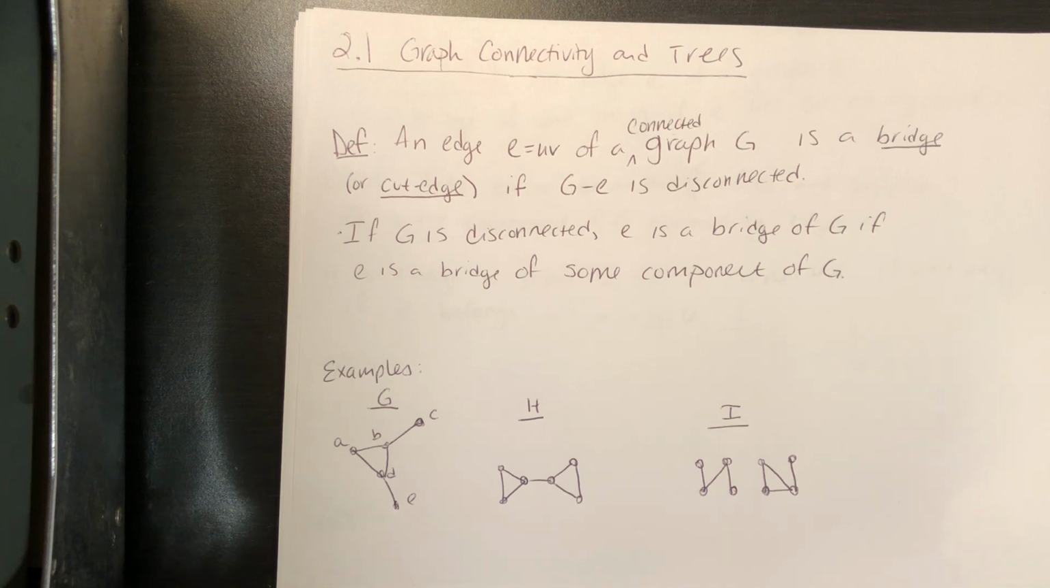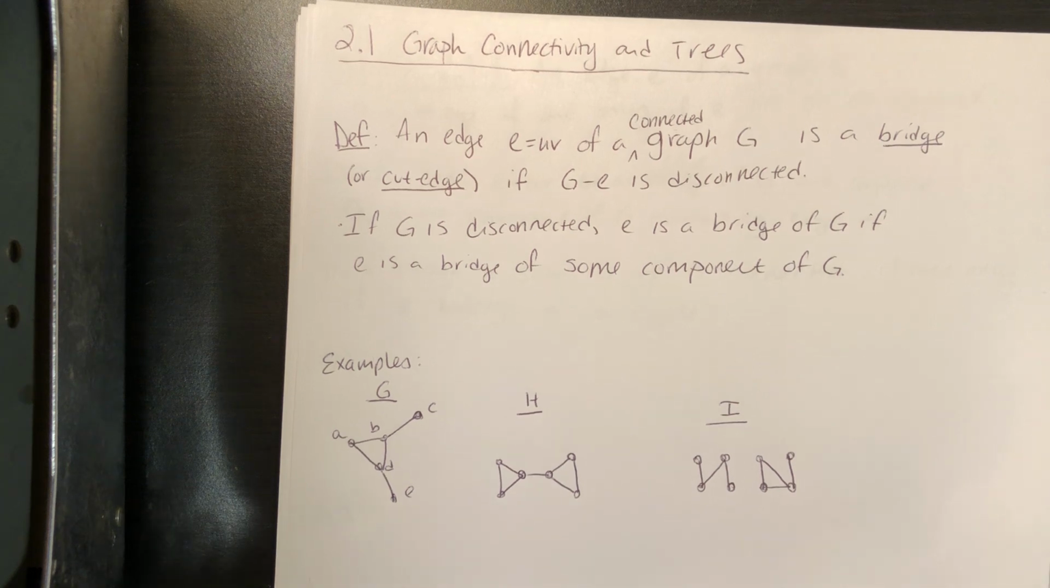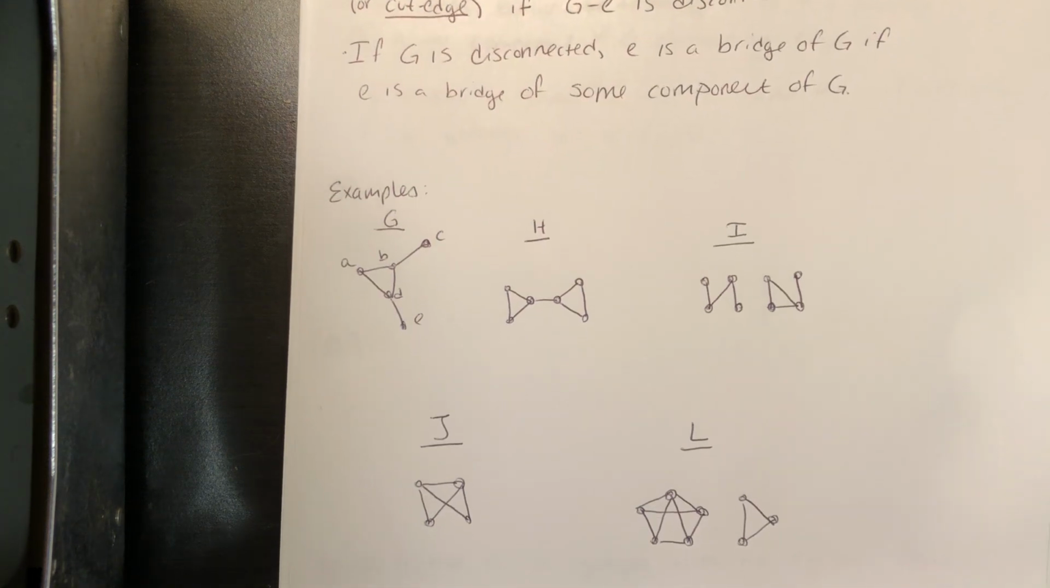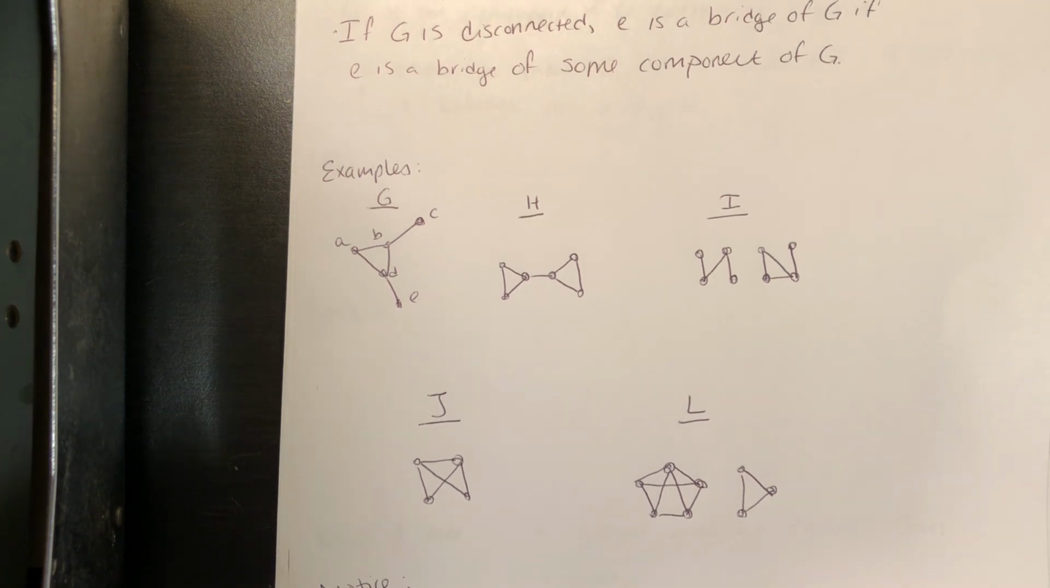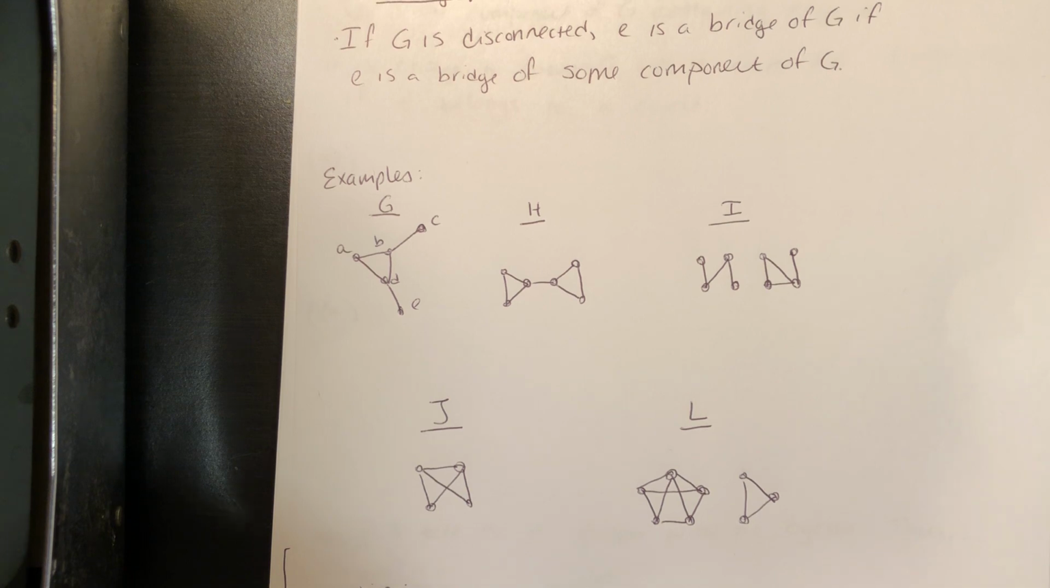And we have a similar definition for what it means to be a bridge on a graph that's already disconnected. We say that on a disconnected graph G, E is a bridge if E is a bridge on some component of G. In other words, if removing E from that component disconnects that component. So let's look at a couple of examples. Here we've got 5 different graphs, and we're going to try to determine whether each one has a bridge or not. Maybe it has more than one bridge.